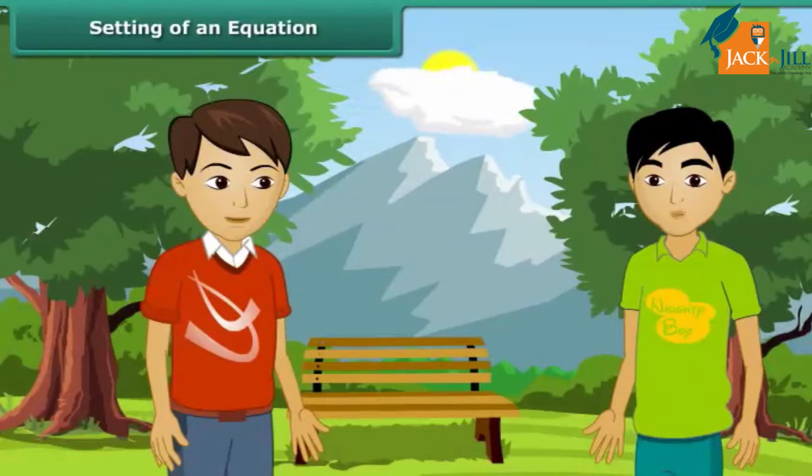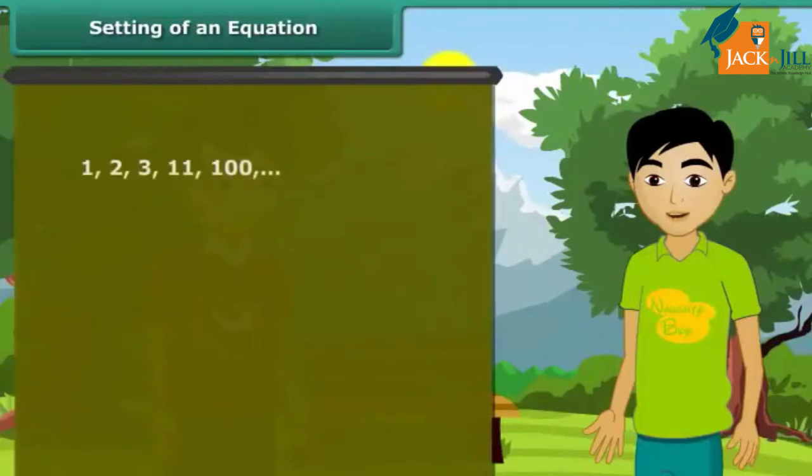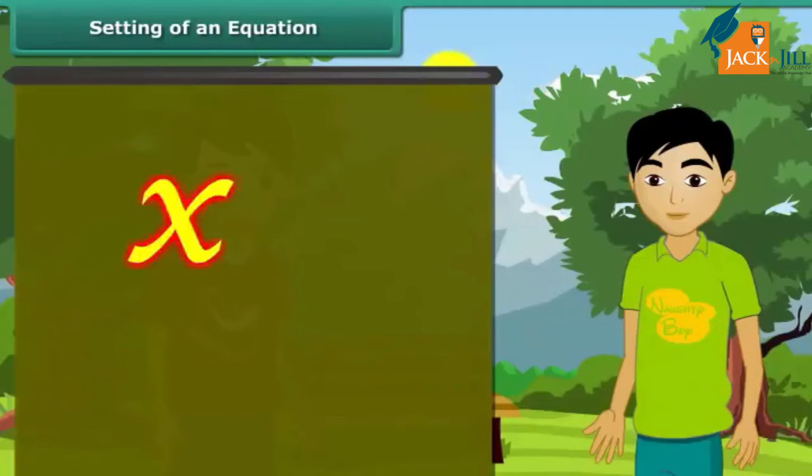Let us take the same example. I asked you to think of a number. I did not know that number. For me, it could be anything, 1, 2, 3, 11 or 100. I denoted that unknown number by a letter, say x. You may use y or t or some other letter in place of x.